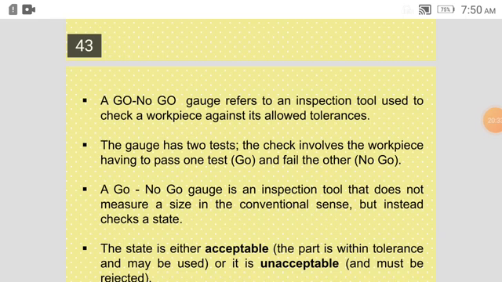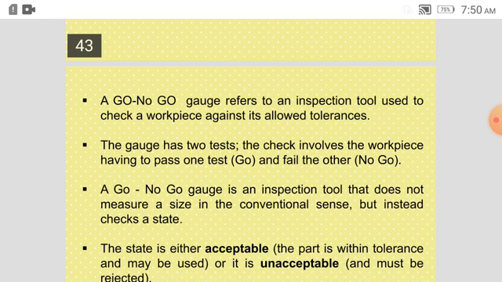So there are two types of gauges, go gauge and no go gauge. What is a go gauge and what is a no go gauge, that we'll see in detail. A go no go gauge refers to an inspection tool used to check a workpiece against the allowed tolerances.